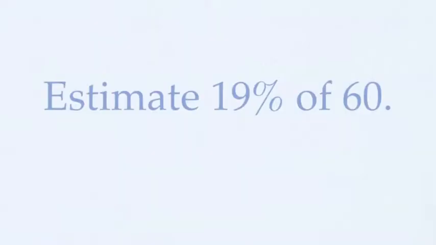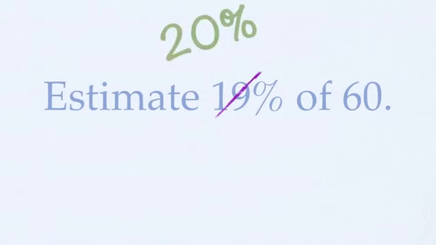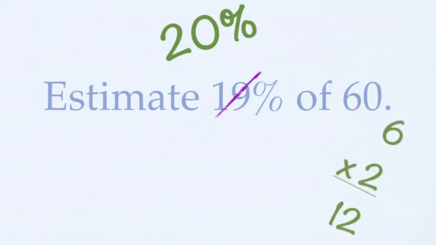So let's look at a few more examples. Estimate 19% of 60. The compatible number I want here is 20 for 19, because 19 is a little difficult to compute mentally, and 20% is pretty close to 19. I know 10% of 60 is 6, and when I double that, I get 12. So 20% of 60 is about 12.